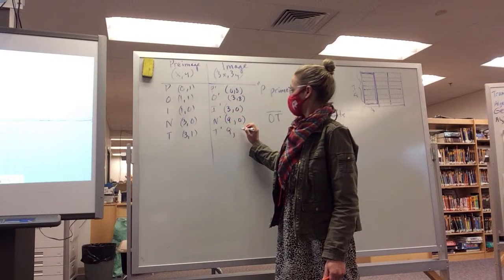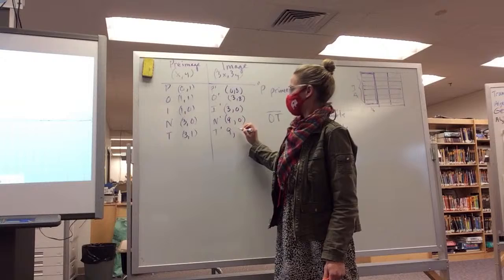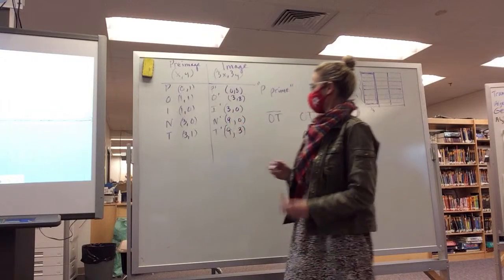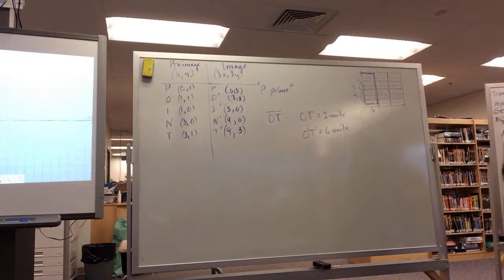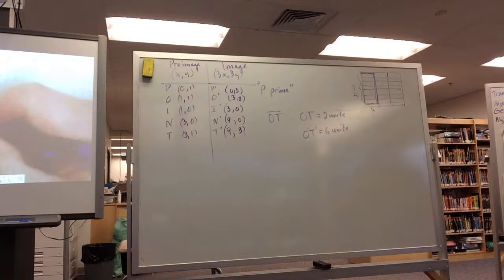You want us to trace along those lines? Yeah, I'd like you to trace along that line. And then when we go from I to N on the pre-image, the image is going to go from I prime to N prime. That's going to be all the way across here. And likewise, from N to T becomes N prime to T prime, which is along this edge.